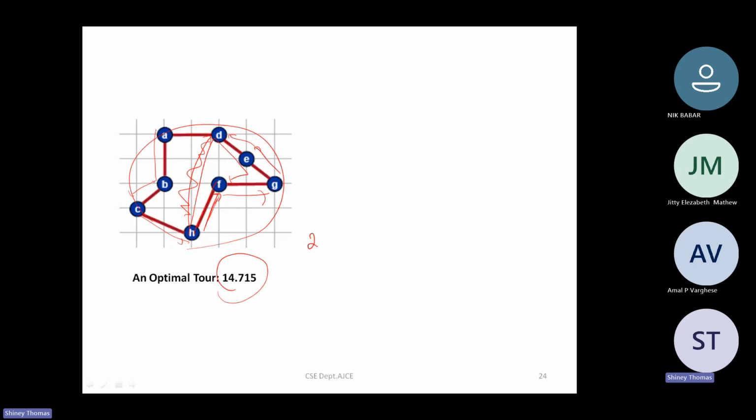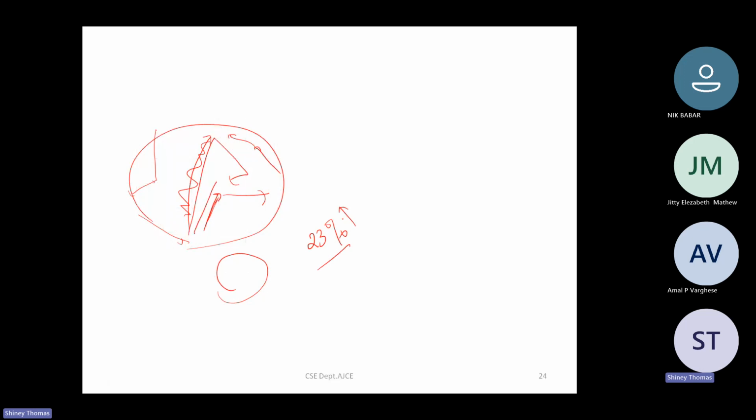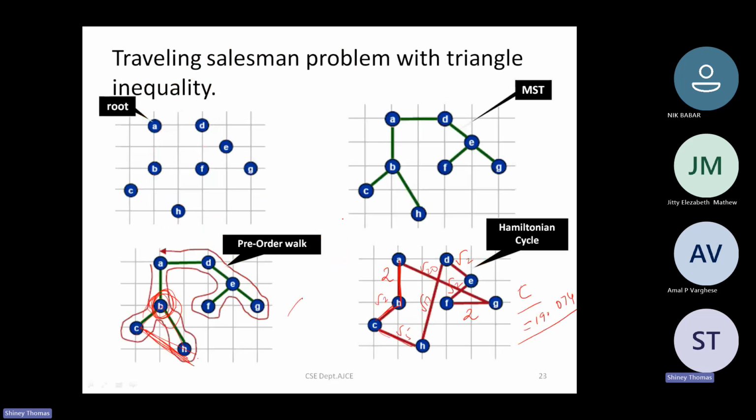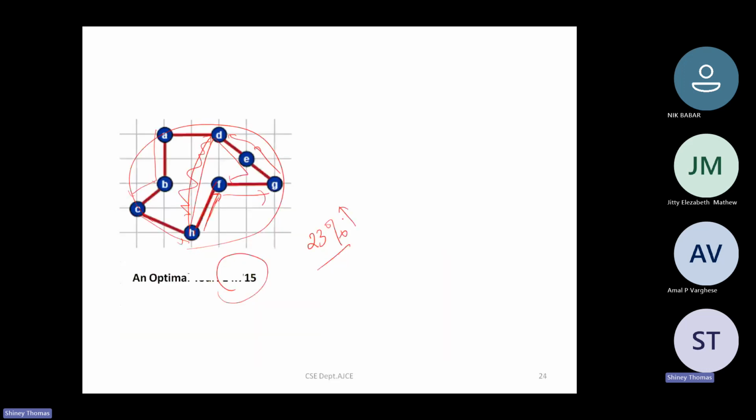So you can say 23% it has increased. So earlier one, what was it? It was 19.074, right? But this one is 14.715. Just a 23% increase. So again, it's not even twice. Okay, twice, but still you can say the optimal tour gave you a cost of 14.715, but the approximate tour gave you a cost of 19 point something. So this is how we find out.